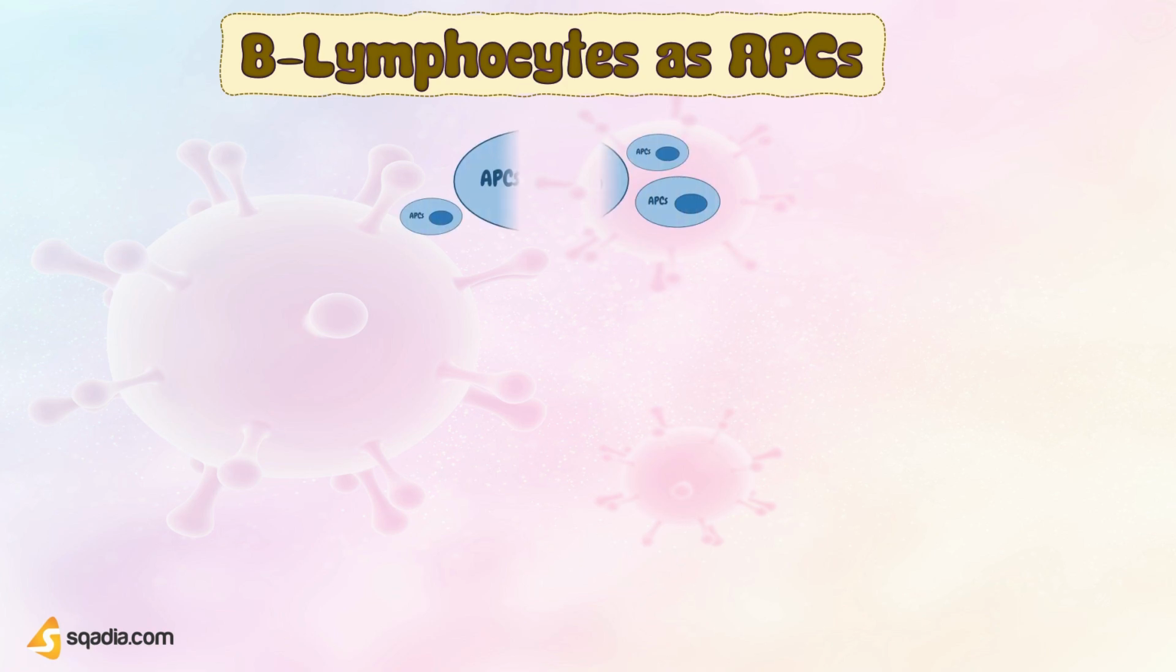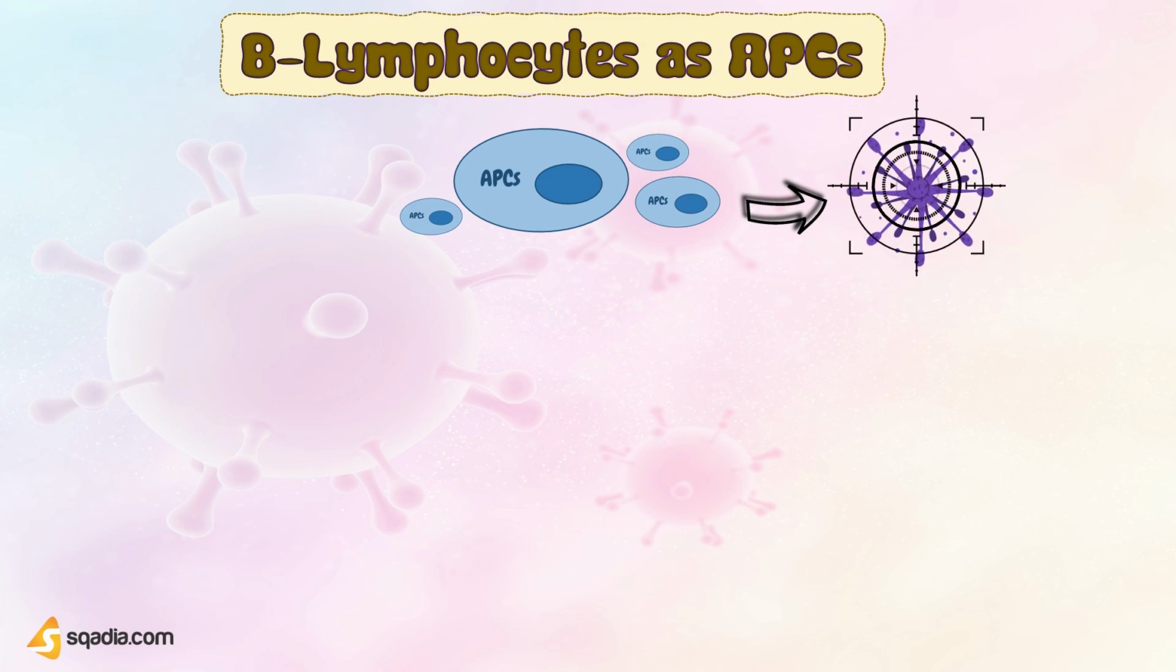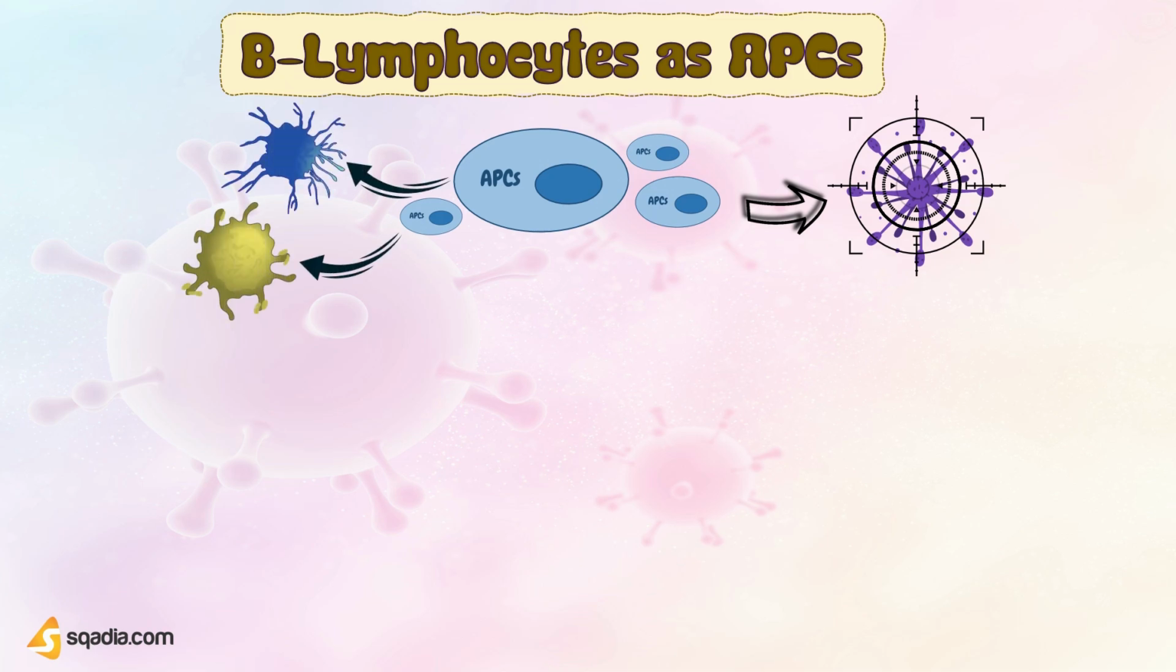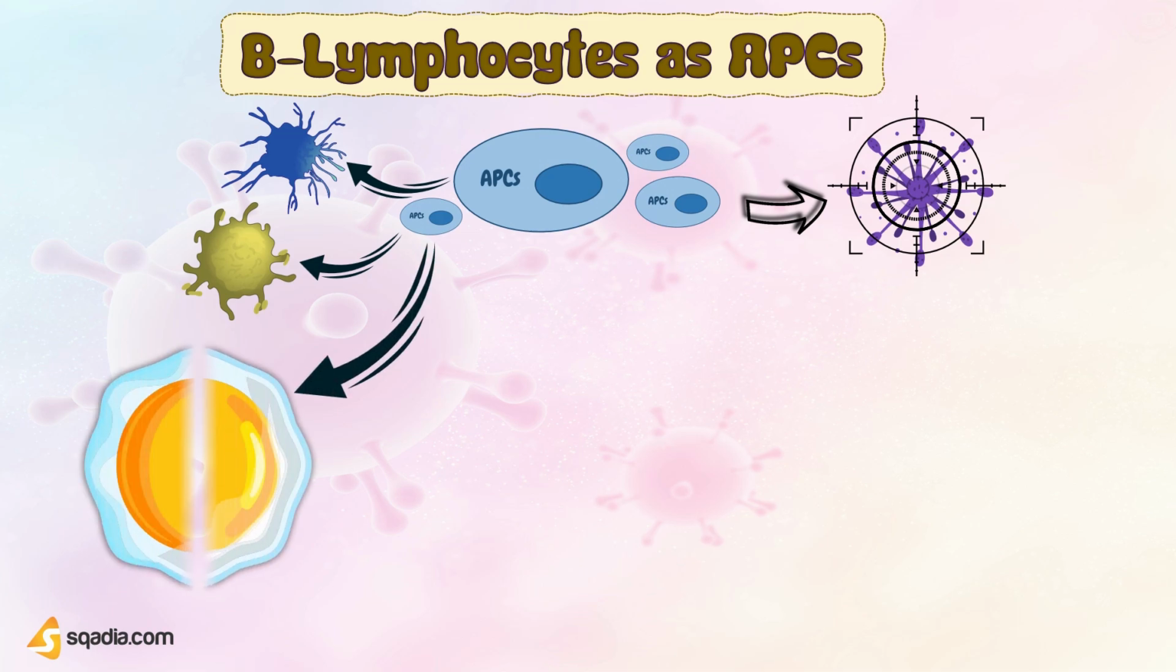We know that antigen-presenting cells are a vital component of the immune system, responsible for initiating and coordinating adaptive immune responses against specific pathogens by helping in their recognition. And dendritic cells and macrophages are well known for their role as classic APCs. But B cells also play a significant part in this process.